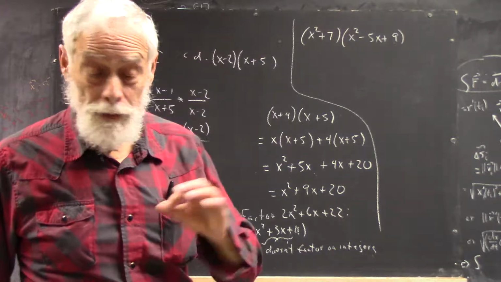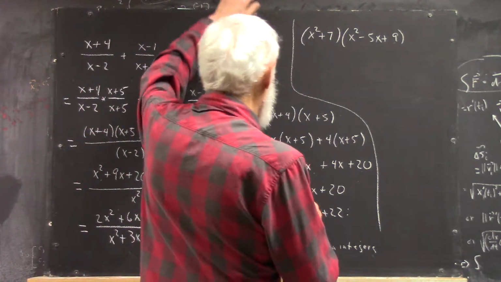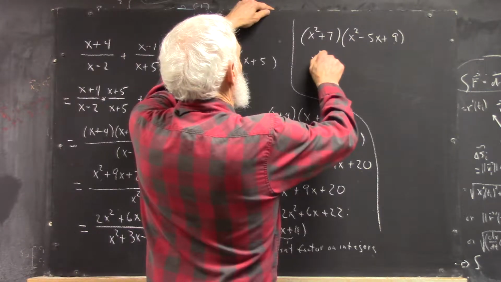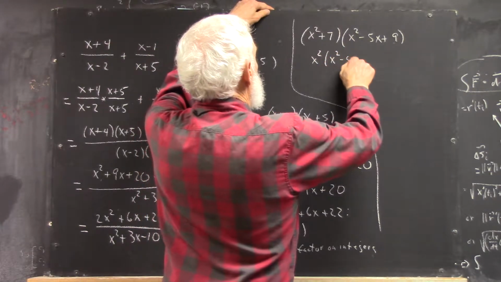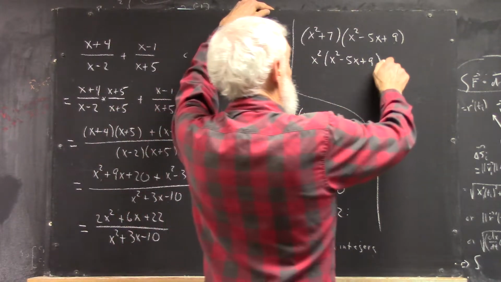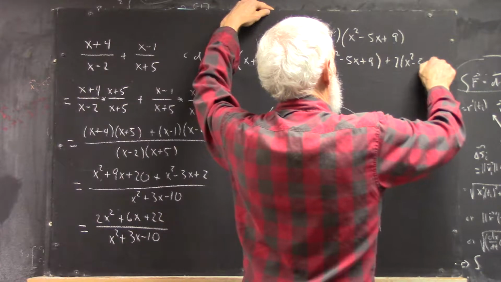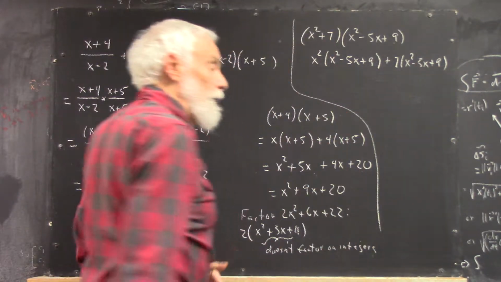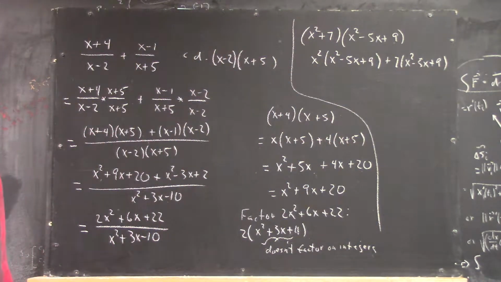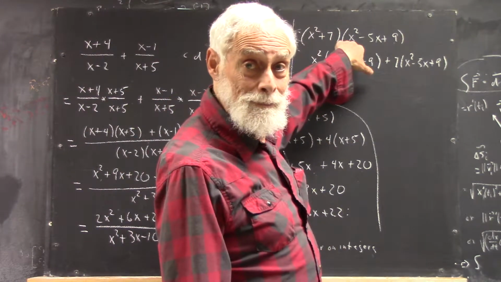Okay? So, in using the distributive law, it's going to be x squared times this plus 7 times this, right? Okay. Now, you could have chosen to write this down a little differently. You could have written x squared plus 7 times x squared, right?